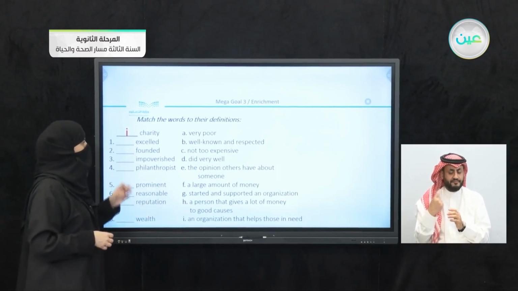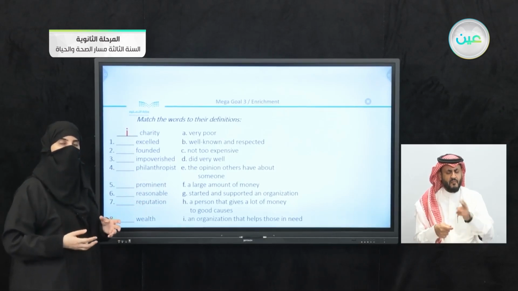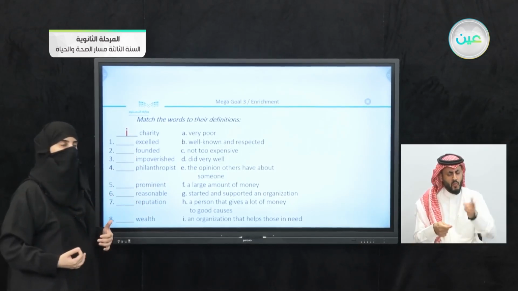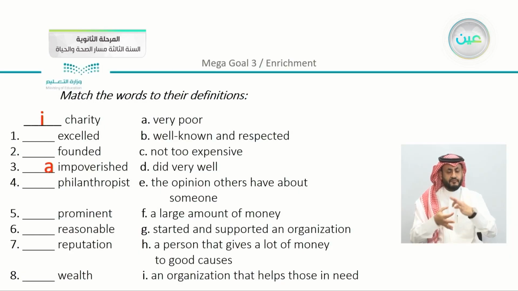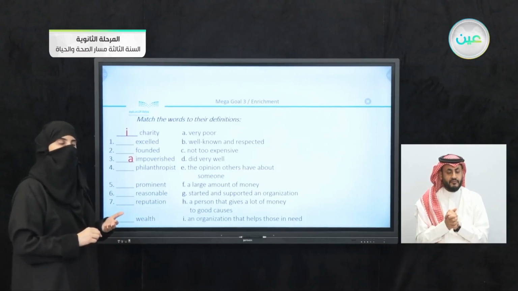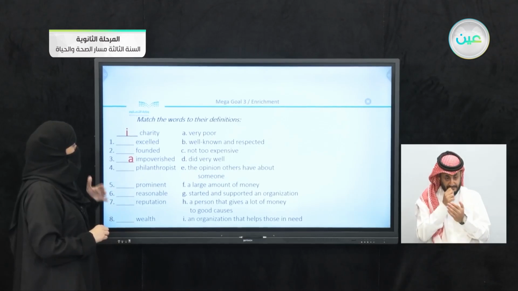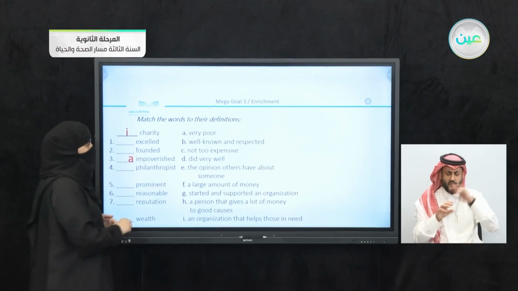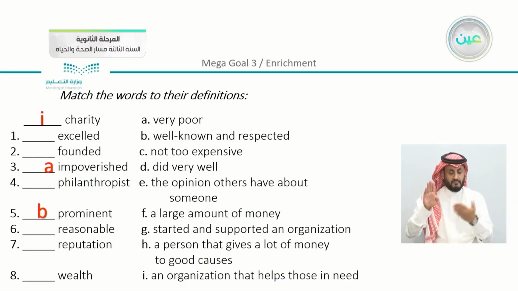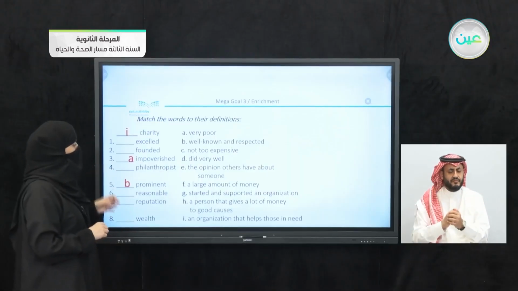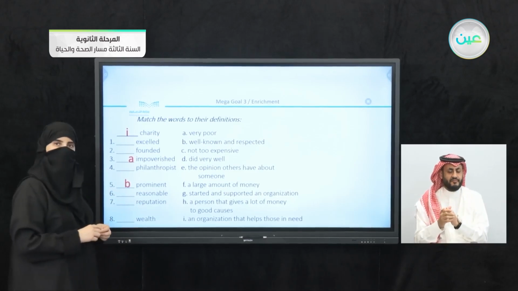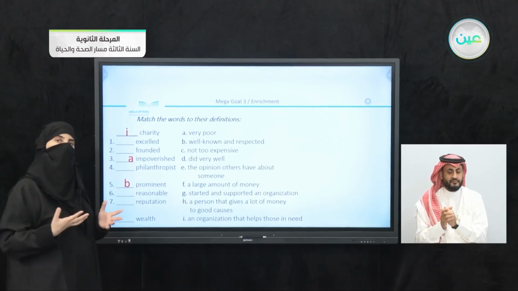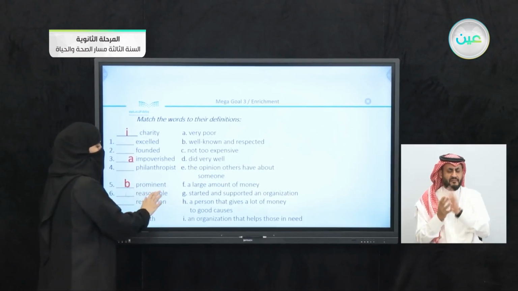We have the first one, very poor. Now when we say that someone is poor, and there is someone who is very poor, we can connect it to the word impoverished. Someone, as we mentioned, well known or respected. Now from the words that we have here, we have founded, prominent, philanthropist. If someone is well known and respected, we can say that he or she is prominent. Not too expensive. Now, which one of these words goes with the word we have here, not too expensive? It is good, it's not very expensive, and it's not very cheap, so it is reasonable.